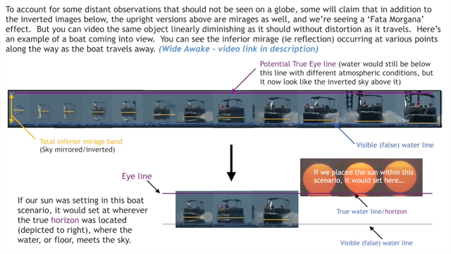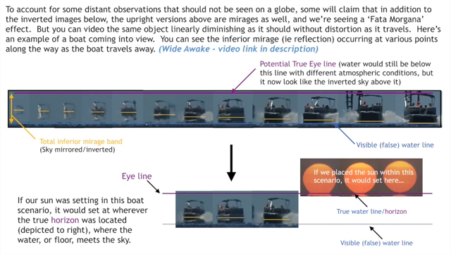But you can video the same object linearly, diminishing as it should, without distortion as it travels. So you can place a straight line along that image. There is no distortion of the image or movement of the image, disappearing, reappearing, moving up and down like it would with typical refraction phenomenon. That is the image itself. It's just moving further away.